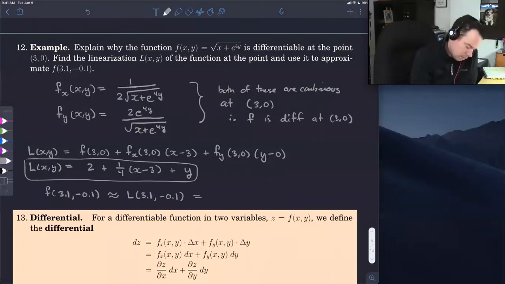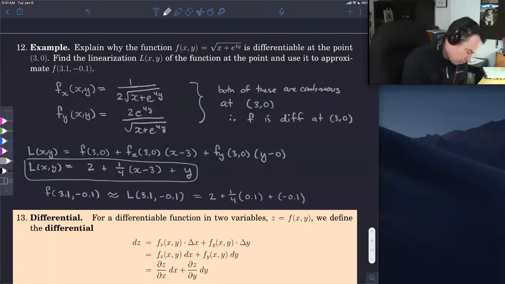And now we can just plug these numbers into the linearization, which is much easier to work out than the original function because it's a linear function. Linear functions are easier to work out values of. So I get 2 plus a quarter times 0.1, and then plus the y value, which is negative 0.1. And let me see, did I get these signs right? Negatives, yep, okay, so just making sure I didn't make any sign errors.